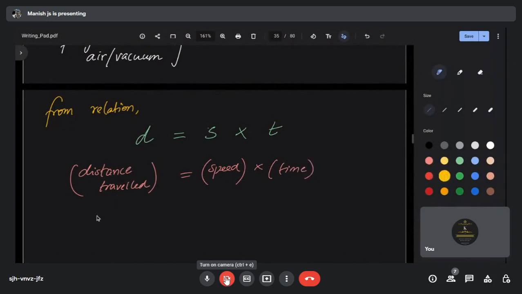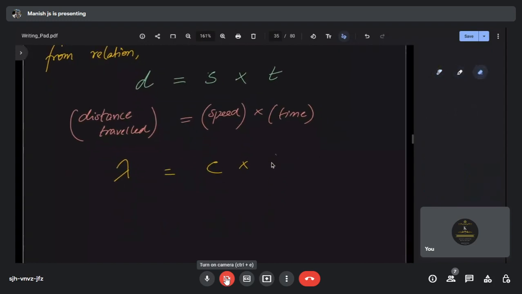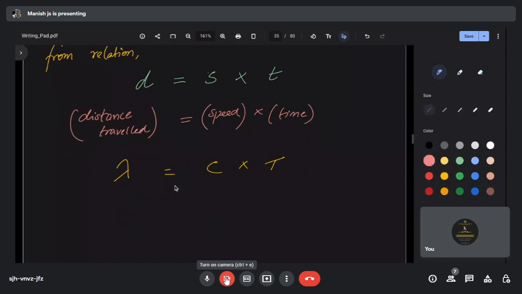So distance traveled அப்படிங்கிறது இங்க ஒரு wave formல வந்து the distance traveled is nothing but the wavelength. So wavelength is equal to speed of that wavelength. So obviously if you take a light wave, the speed of light in air or vacuum is going to be c. So c into t, where t is the time period. So we will use capital T. So lambda is equal to c into capital T அப்படின்னு எழுதிக்கலாம்.